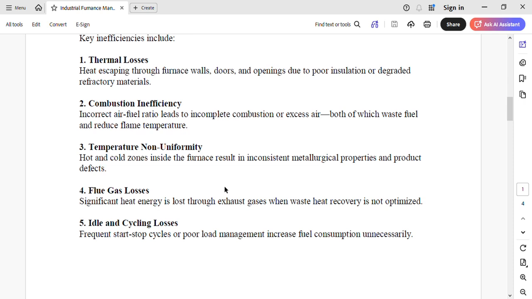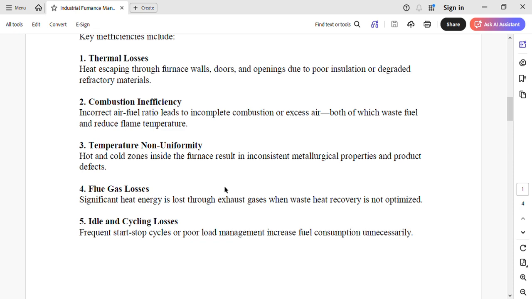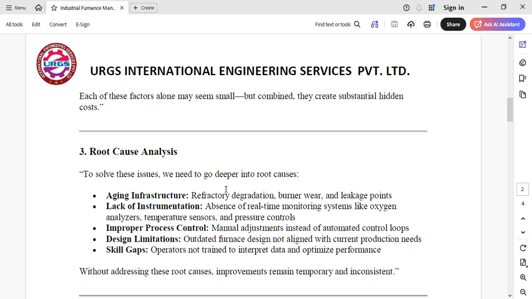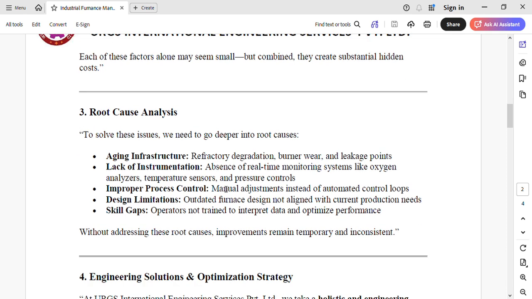Fifth, idle and cyclic losses. Frequent start-stop cycles or poor load management increases fuel consumption unnecessarily. Each of these factors alone may seem small, but combined, they create substantial hidden costs. Then, root cause analysis. To solve these issues, we need to go deeper into root causes.